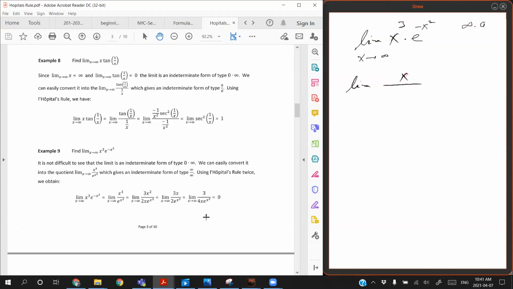We just keep the x to the power of 3 on top. We move e to the power of negative x squared down, but we flip the sign to e to the power of x squared, as x approaches infinity. Now this is going to be infinity over infinity. I can use L'Hopital's rule. It's going to be limit 3x squared over e to the power of x squared times the derivative of the inner function. I'm using chain rule again. I get 2x.